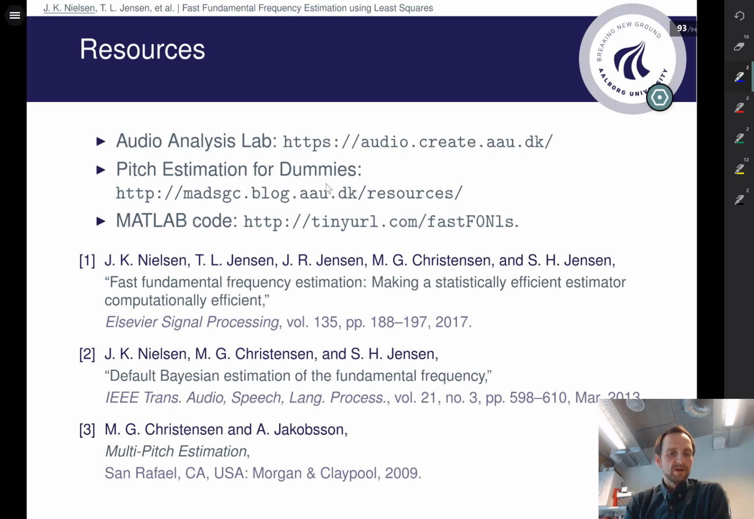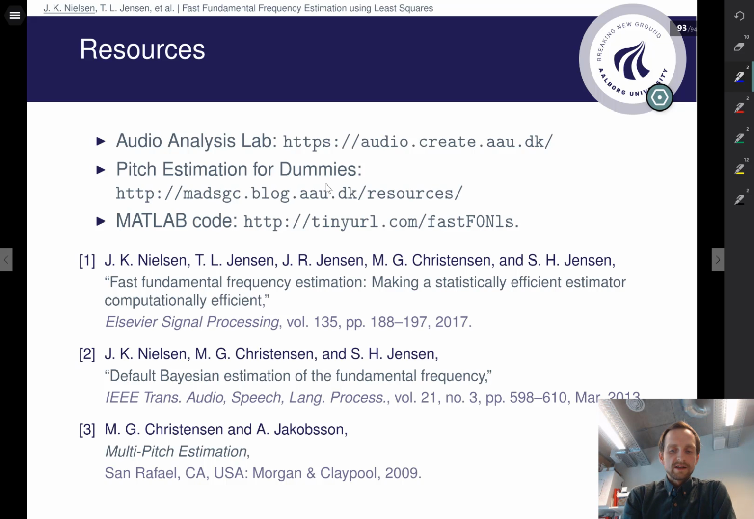And finally, some resources. I'm a part of the audio analysis lab, and you can find more about our lab on this website here. The first part of this talk was based on a short lecture note by the head of the lab, Mads, who is also a co-author of this paper here. He has written a short tutorial on pitch estimation, which I encourage you to read if you're new to this field.